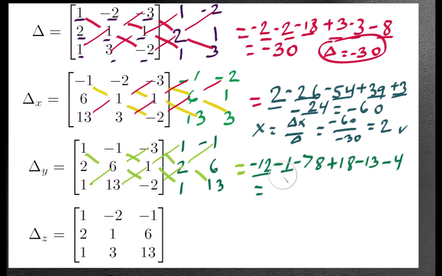Minus 12, minus 13, minus 13, and minus 13, minus 26, and minus 4, minus 30, minus 30, and minus 78, minus 108, minus 108, minus 100, and minus 90. So that makes it minus 90. So we say that dy is equal to minus 90. Y is equal to minus 90 over minus 30, which is equal to 3. There you go. So we found x is equal to 2, y is equal to 3.